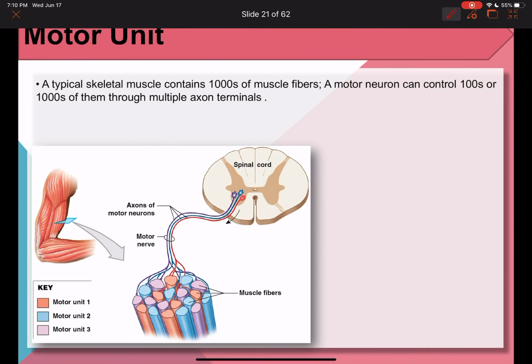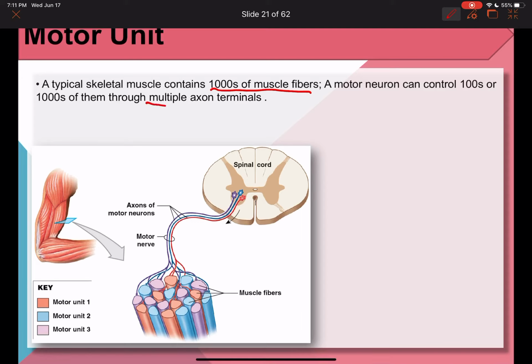And of course, the whole lifting of the pencil in the textbook story doesn't only involve one muscle fiber, but lots of them working together to produce that overall tension power. A typical skeletal muscle can contain thousands of these muscle fibers. Now, we talked about how one muscle fiber can only be innervated by one motor neuron, but one motor neuron can actually control multiple fibers, okay?